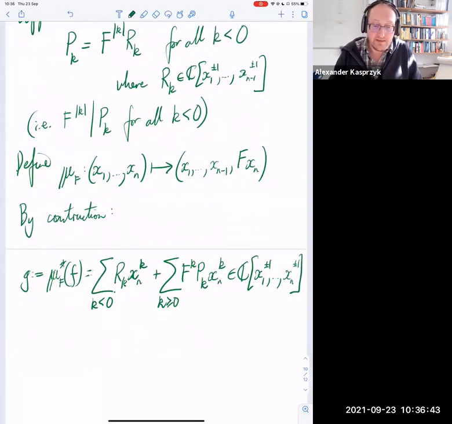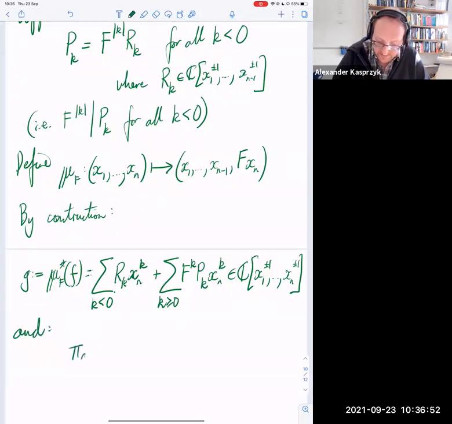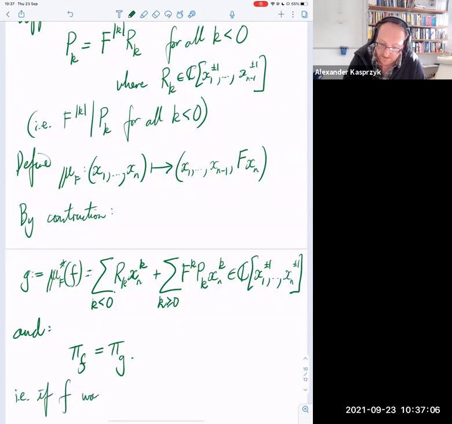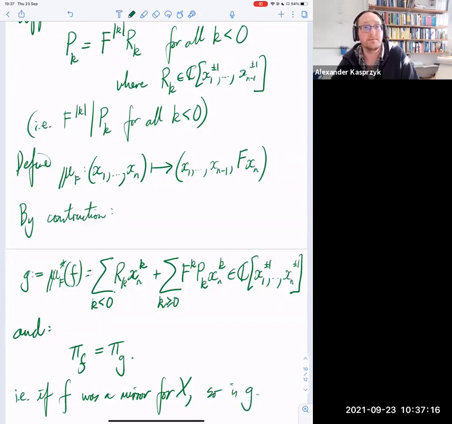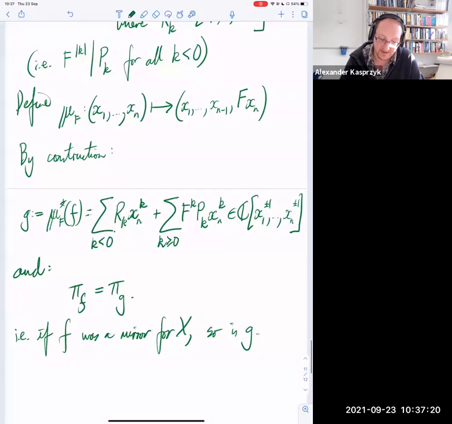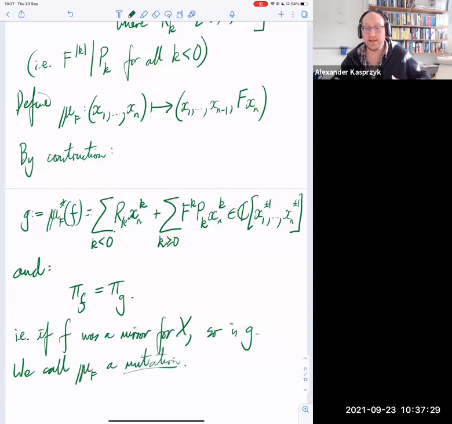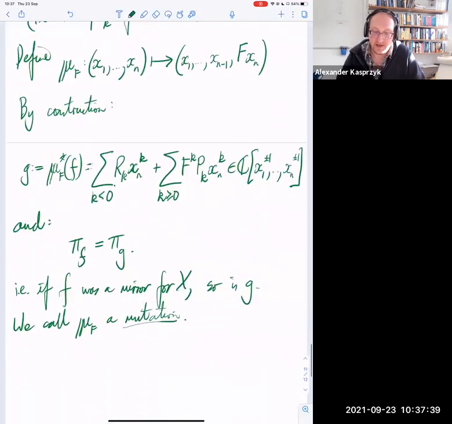Okay. And more than that, if you try applying this map to the integral formula right at the beginning for the period sequence, what you have is that the period is preserved. So in particular, if F was mirror for X, so is G. And so I guess this is called a mutation. So I've now stated in complete generality, you know, I've picked a basis, as it were. So you don't need to have picked the same grading that I chose. But basically, this is what a mutation is. And the point is that it preserves period sequences. So it moves you from one mirror to another mirror to another mirror.